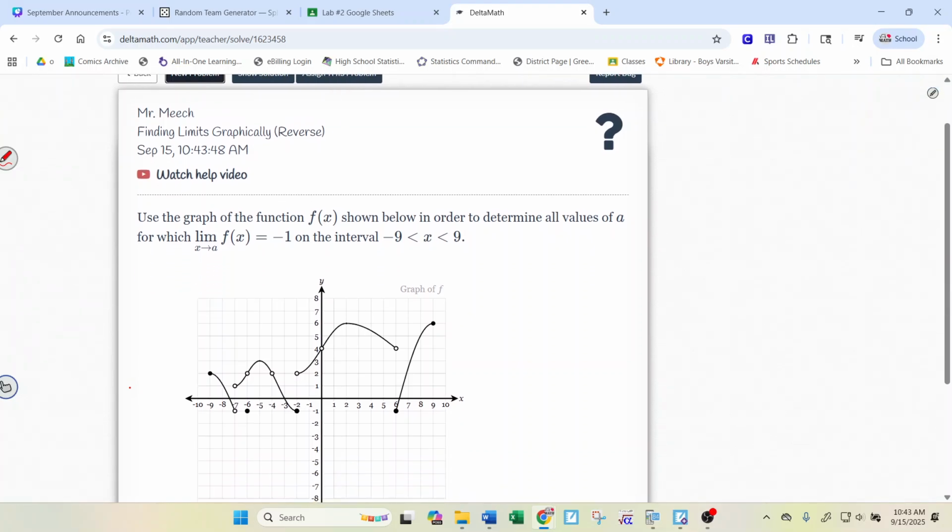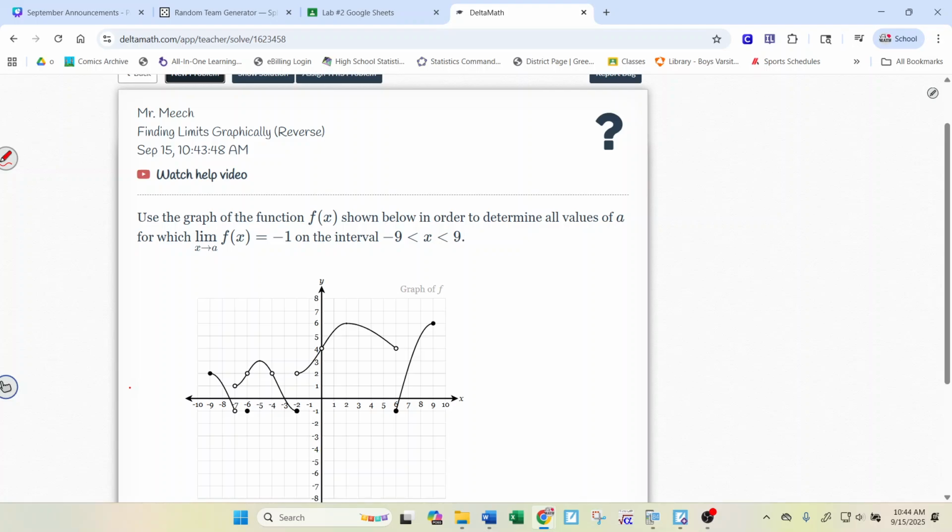So same thing here, but -1. And you can kind of see all the points. This is the limit at a. So at -7, there's a point at -1. Does the limit at -7 equal -1? No, because the left and the right are not the same. Does the limit at -6 equal -1?